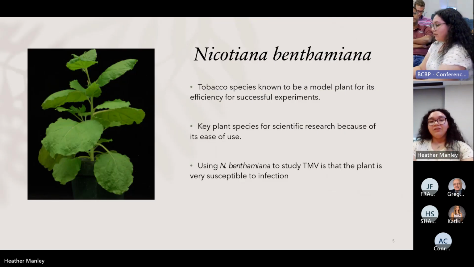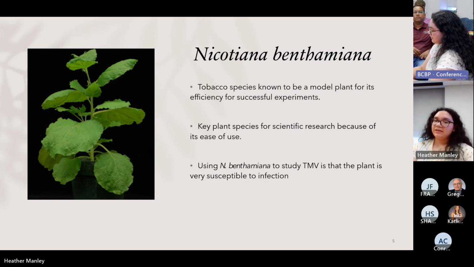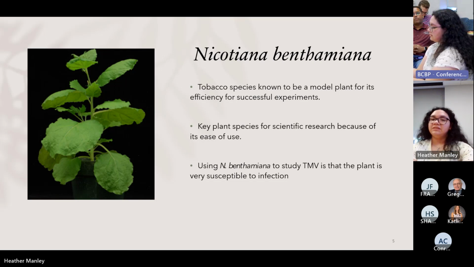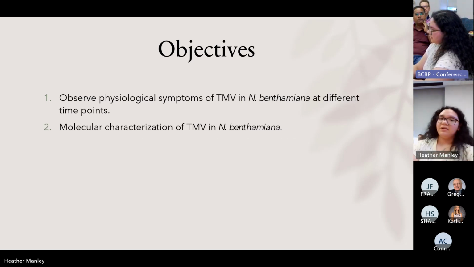The plant is very popular in the research industry and agriculture. It's basically a model plant, because it's been so successful with other viruses. Since the plant and the virus are both very easy to work with, when you combine them together, it's like magic. So what I did was observe the physiological symptoms of the plant at different time points, and then do molecular characterization by RT-PCR.